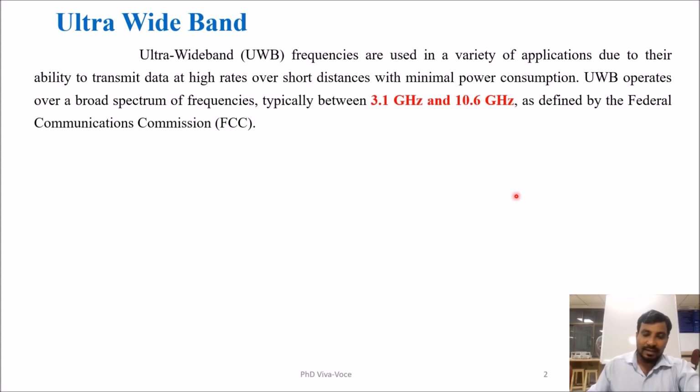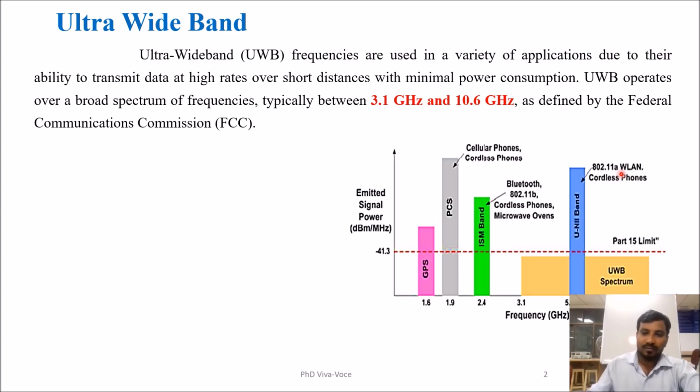Before we get into designing a UWB antenna, I mean ultra wideband antenna, let us see what is meant by ultra wideband. Ultra wideband is nothing but a frequency range lying between 3.1 gigahertz and 10.6 gigahertz, as defined by the Federal Communications Commission. This frequency range is widely used for different types of applications because it has the very important characteristic of transmitting data at very high data rates over short distances with minimal power consumption.